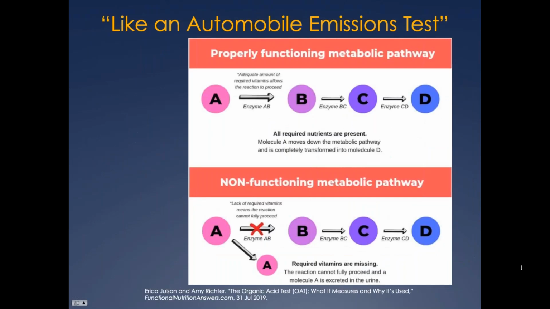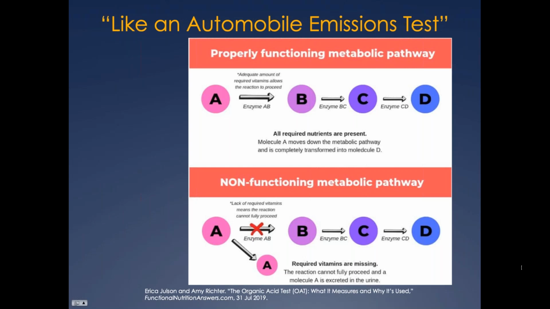Now, the idea with the OAT is that it's kind of like an automobile emissions test. If we look at the top half of this picture, when things are working well and we have all the necessary ingredients, we can essentially take product A and turn it into product B by way of the action of enzyme AB, and so on and so forth down to product D at the end. And the body, in its inherent wisdom, is able to self-regulate and maintain appropriate balances of all of these different products so that health is optimally expressed.